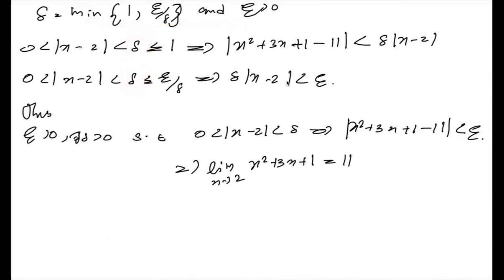How do you pick this 1 delta? After your rough work, you can pick the minimum of all the deltas that you considered in your rough work. Then for that delta, all of these inequalities will hold. Okay?